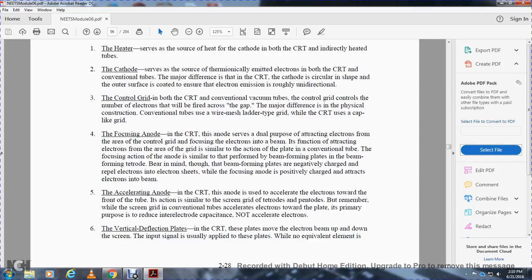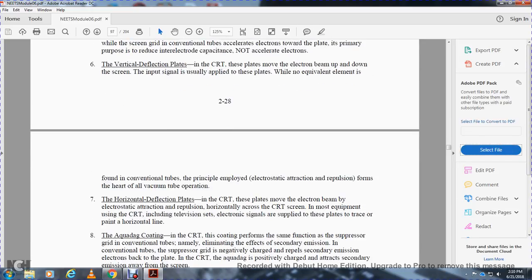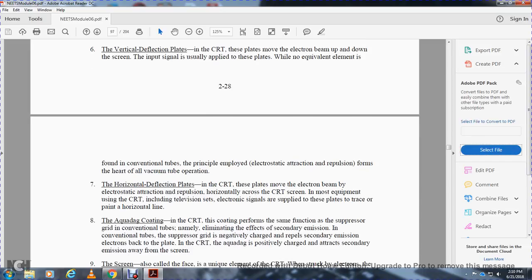The vertical deflection plates: in the cathode ray tube, these plates move the electron beam up and down the screen, with the input signal usually applied to these plates. No equivalent element is found in the conventional tube; the principle of electrostatic attraction and repulsion forms a heater of the vacuum tube.